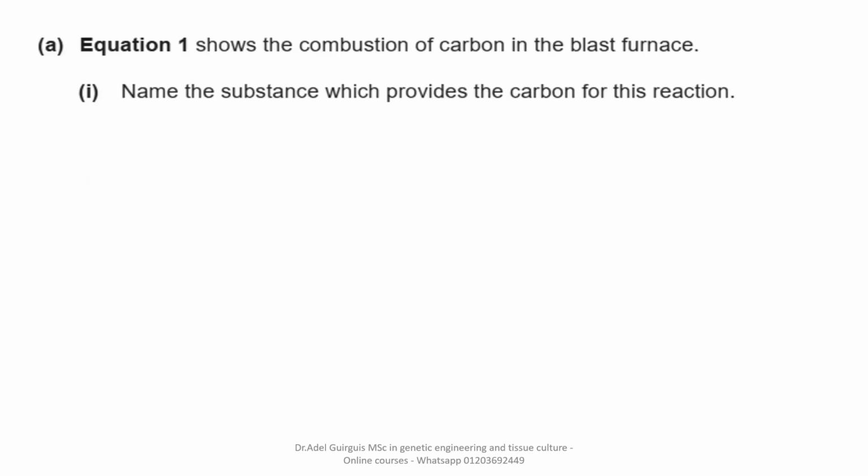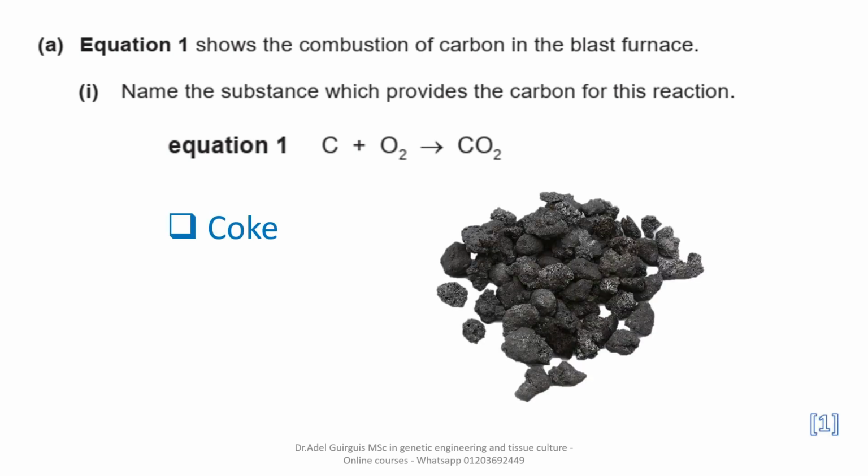Letter A. Equation 1 shows the combustion of carbon in the blast furnace. Name the substance which provides the carbon for this reaction. What is the source of carbon in the blast furnace? It is called coke. Coke is a type of coal.